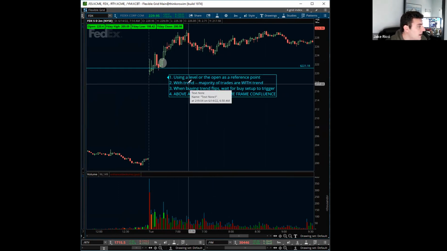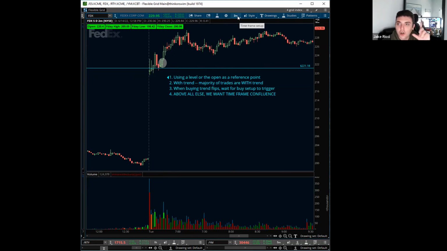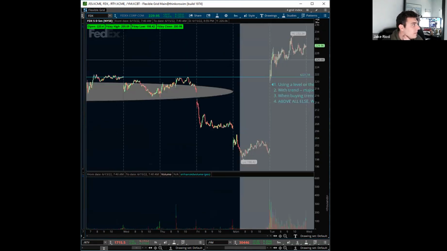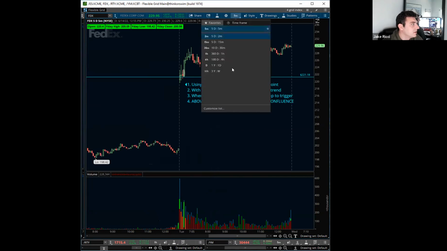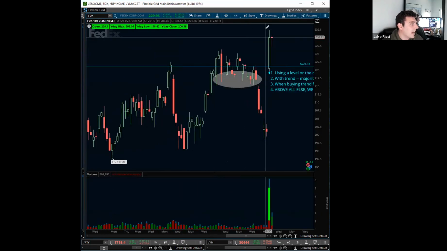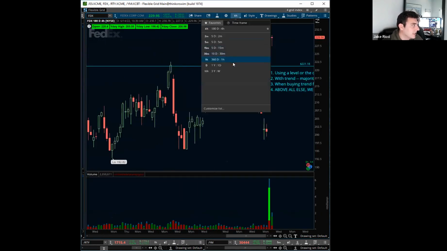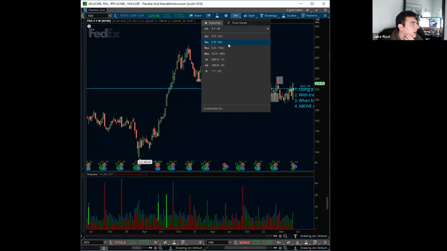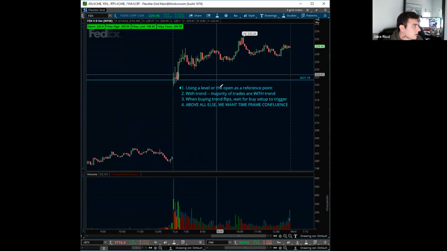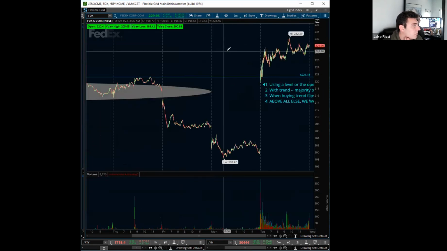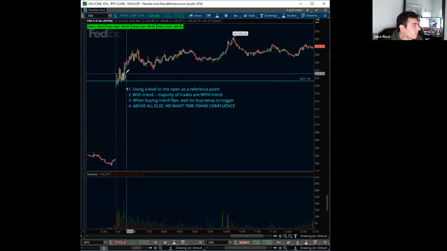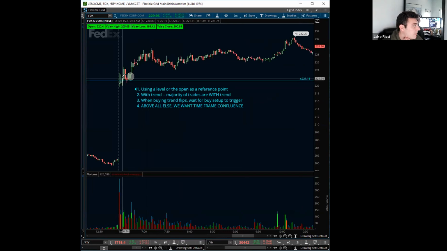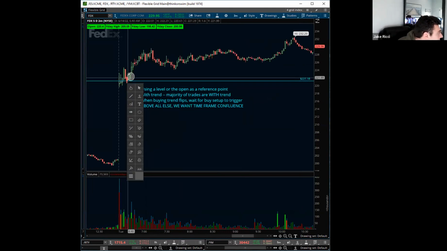Are we with trend on this FDX 2-minute chart? Yes. Are we with trend on the longer frames, even down to a 5-minute chart? Yes. 4-hour, yes. I don't even look at the 4-hour, I just click that accidentally. Weekly, yes. All of those line up, right? When buying a trend flip, wait for a buy setup to trigger. Buy setup, trigger, boom. Your stop loss on this trade would be under 220.